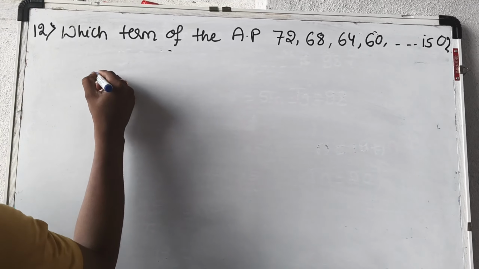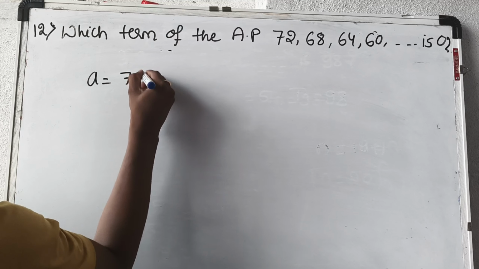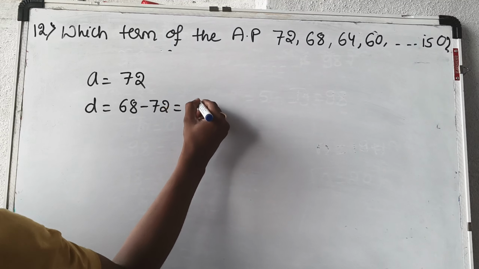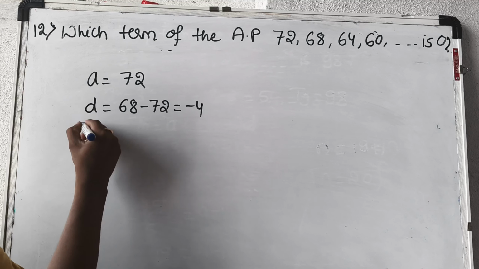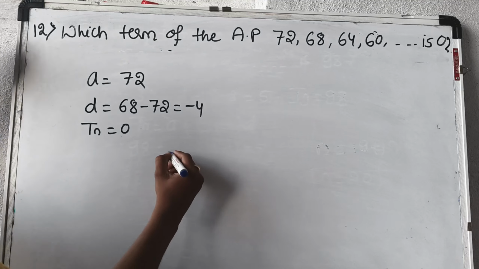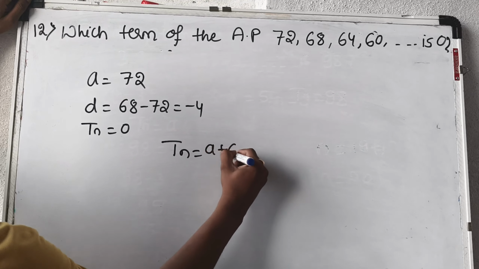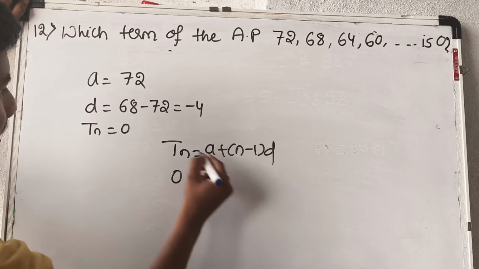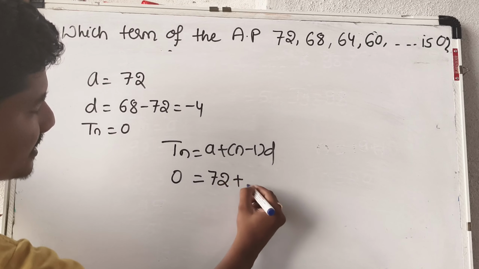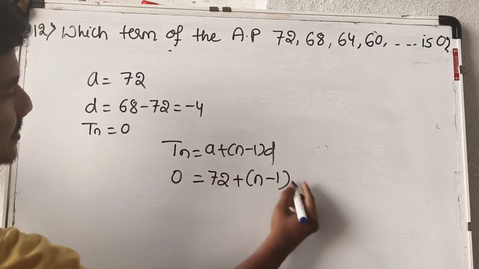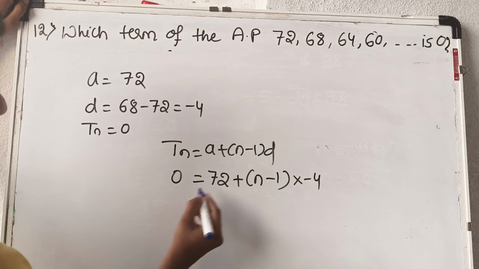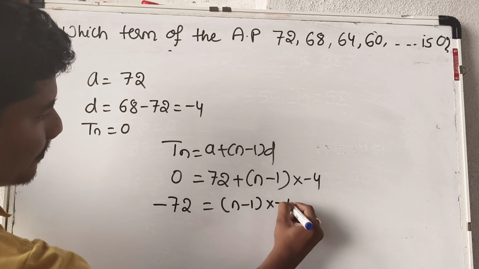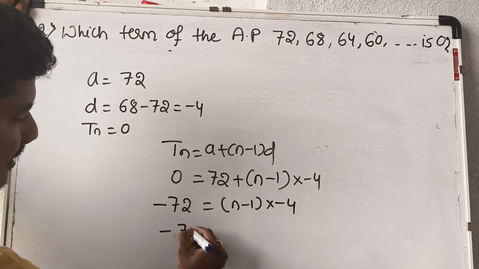Which term of the AP 72, 68, ... is 0, he is asking. Here the first term is 72 and the common difference is 68 minus 72, that is minus 4, and the nth term is given, Tn is equal to 0. Use the formula Tn = a + (n - 1)d. Here Tn is 0, a is equal to 72, plus (n - 1) into minus 4. Take 72 this side, it becomes minus 72 is equal to (n - 1) into minus 4. Into minus 4 becomes divided by minus 4.